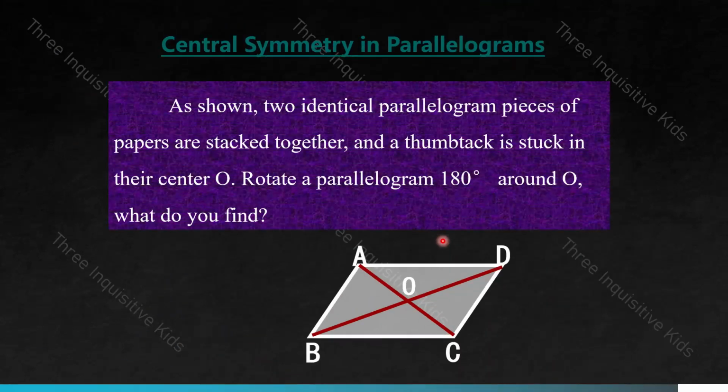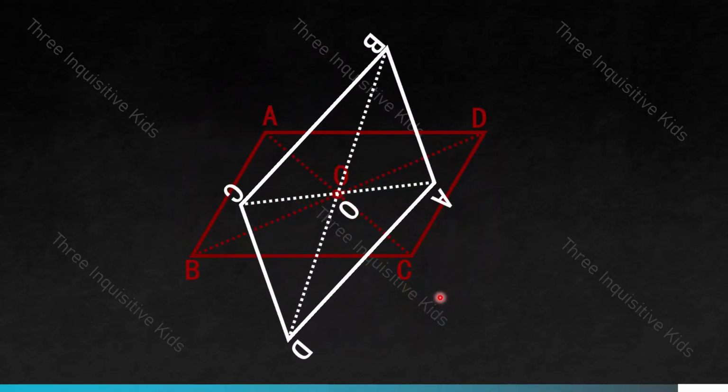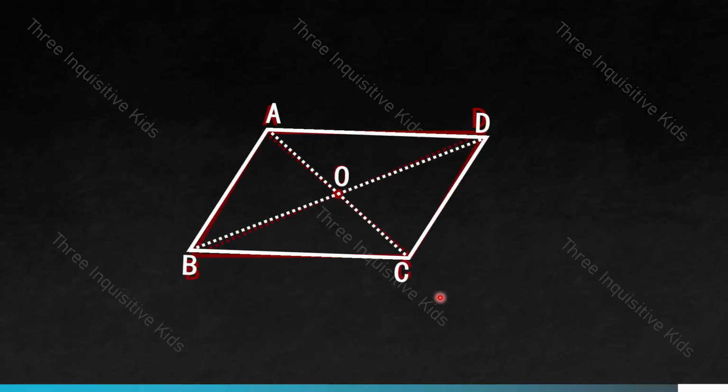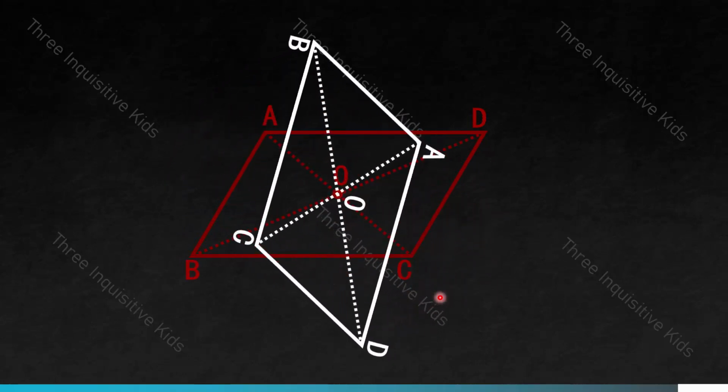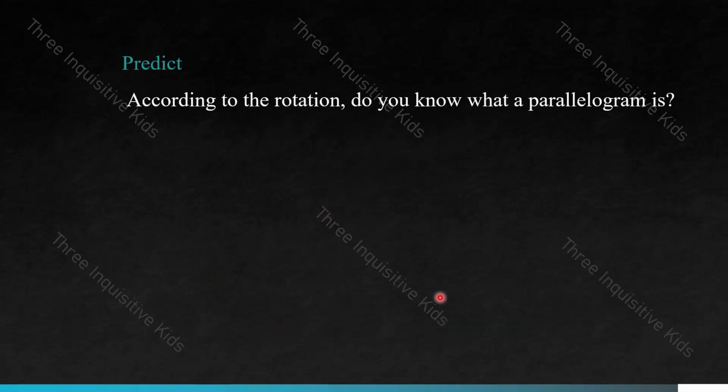Central symmetry in parallelograms. As shown, two identical parallelogram pieces of paper are stacked together, and a thumbtack is stuck in their center O. By rotating the parallelogram 180 degrees around point O, what can we find? Well, if we rotate that 180 degrees around point O, we find that it overlaps perfectly. Let's look at that again. So, what predictions do you have? According to the rotation, do you now know what a parallelogram is?